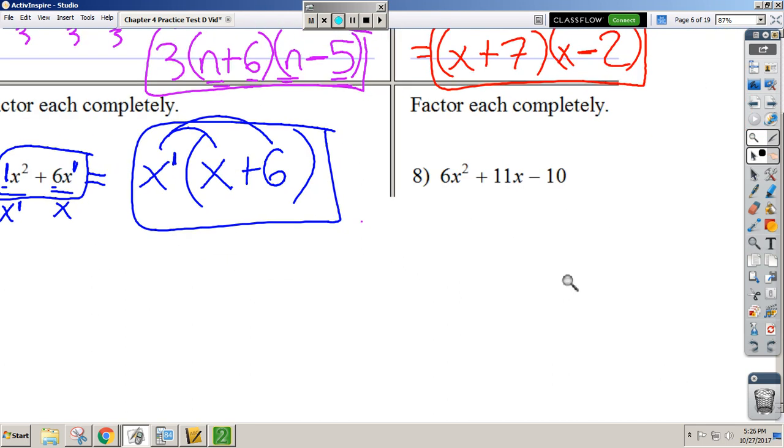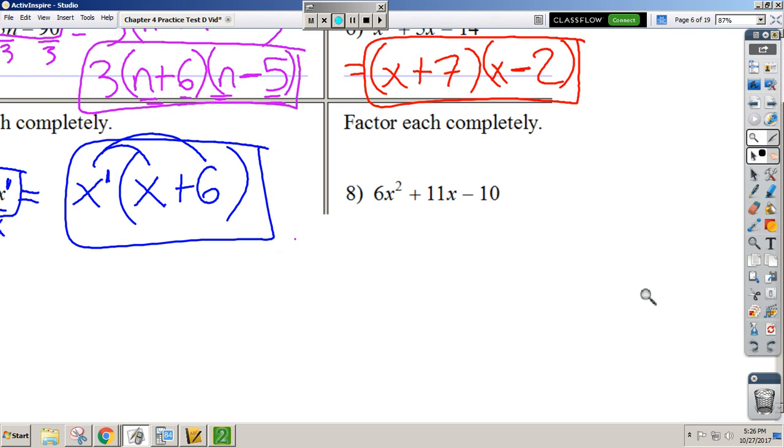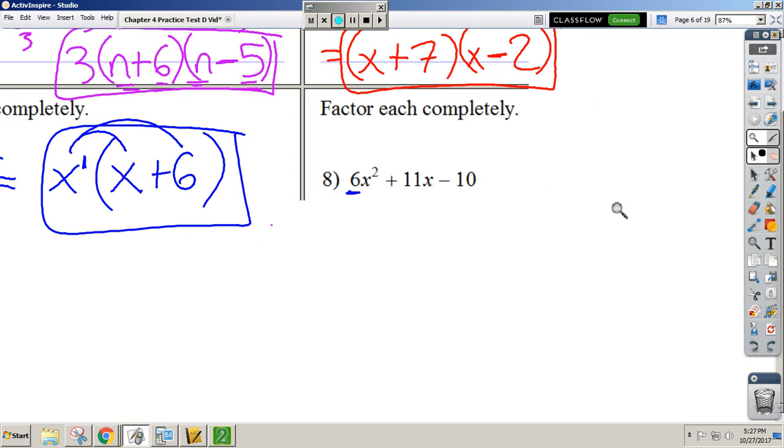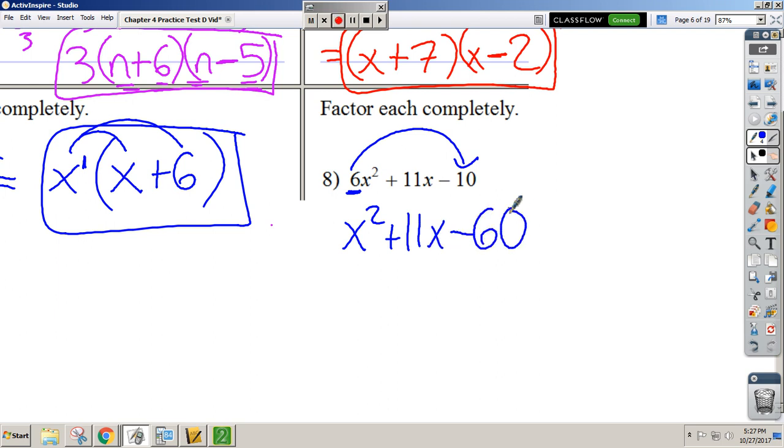Number 8 is factoring. This one's tougher because the original number, this number right here, is not 1 like it was on all the other problems we've done up here. So there's a couple of different ways you can solve this. One of the easiest ways to solve this is using something called the swing method. And the proof for this is kind of complicated, but this does work. If you take this number, you start by swinging it over here, which means multiplying it. So I swung the 6 over, so it's not there anymore. 6 times negative 10 is negative 60.